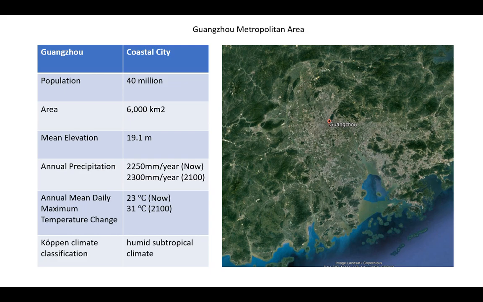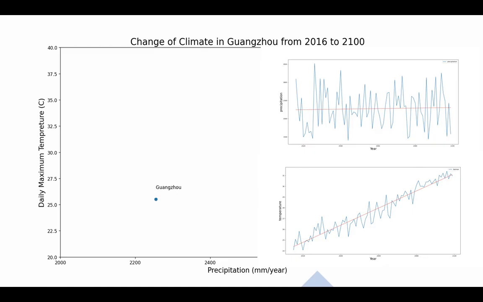And this is an example of Guangzhou. This is a Google Earth map of Guangzhou, and we have the population, elevation, precipitation. That's an overall overview of Guangzhou, and we can extract this information from CMIP. We can see how the daily maximum temperature and the precipitation are changing in Guangzhou. We can expect similar precipitation in the oncoming 100 years, but a significant rise of temperature.